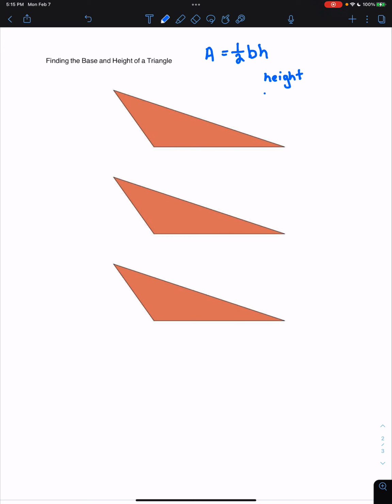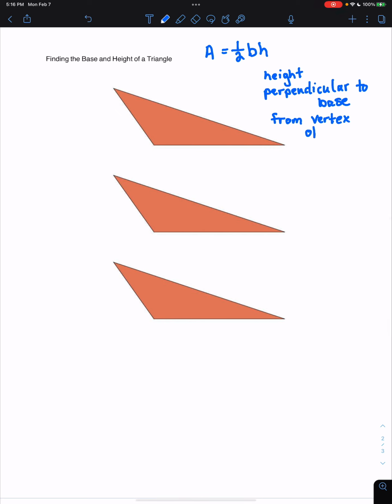It has to be perpendicular. That's a big word. Perpendicular to the base. And it has to come from the vertex that is opposite the base.